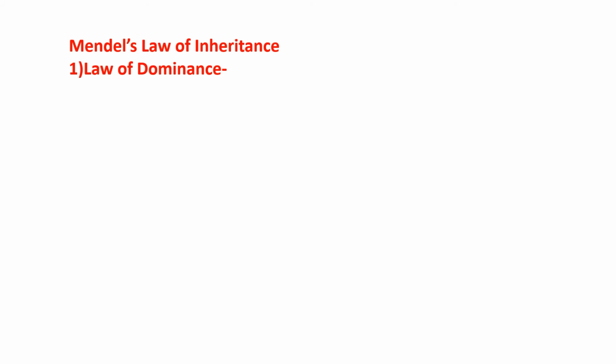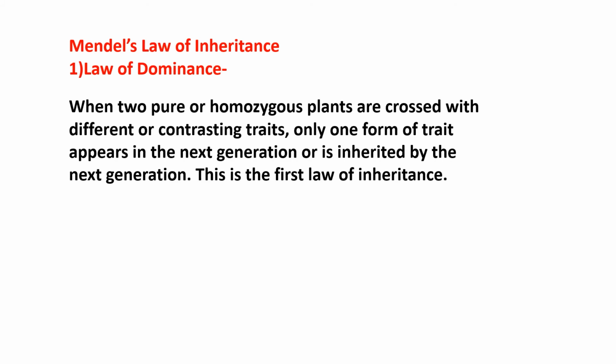So the law of dominance, the first law. When two pure or homozygous plants, capital T, capital T and small t, small t, which have contrasting traits, were crossed, only one form of the trait appears in the next generation. That means when capital T and small t were crossed, we got capital T, small t. Right?